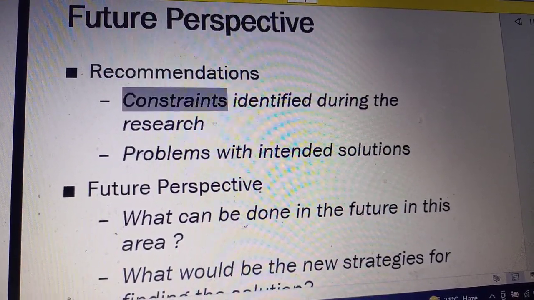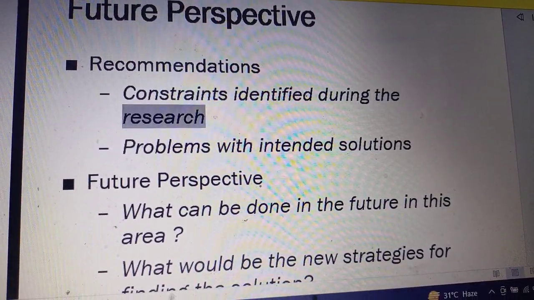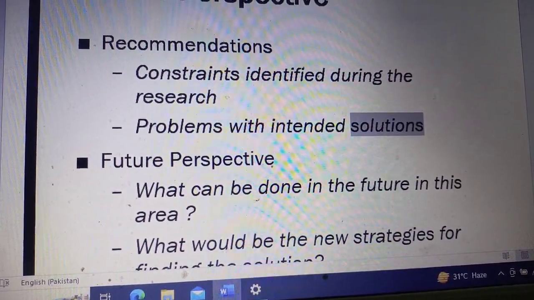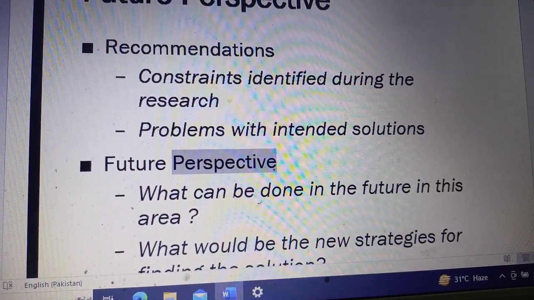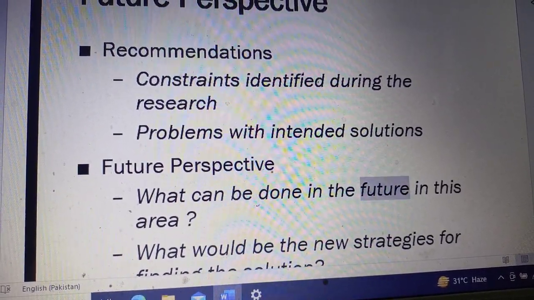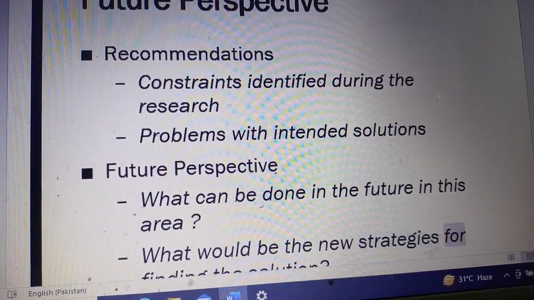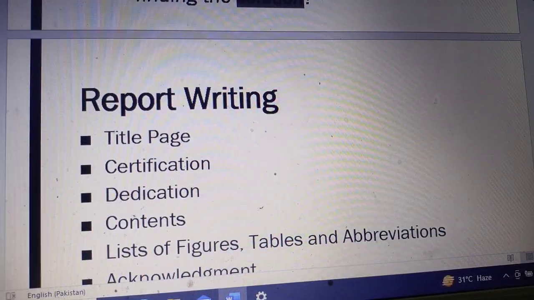Recommendations. Constraints identified during the research. Problems with intended solutions. Future perspective. What can be done in the future in this area? What would be the new strategies for finding the solution?